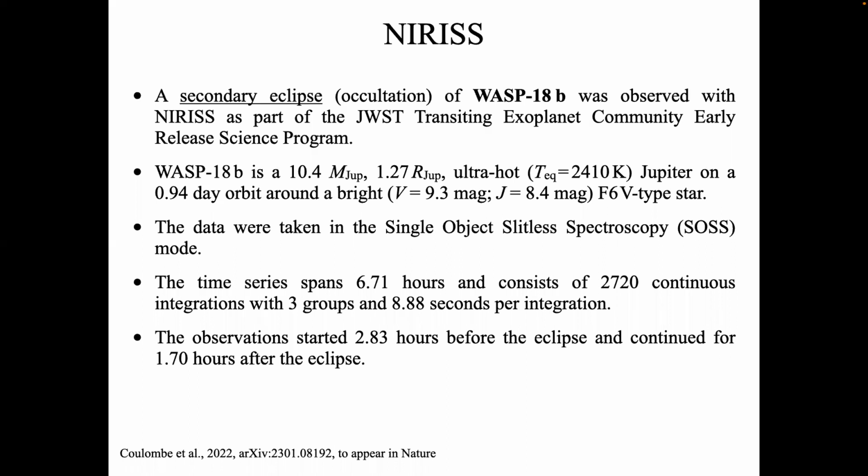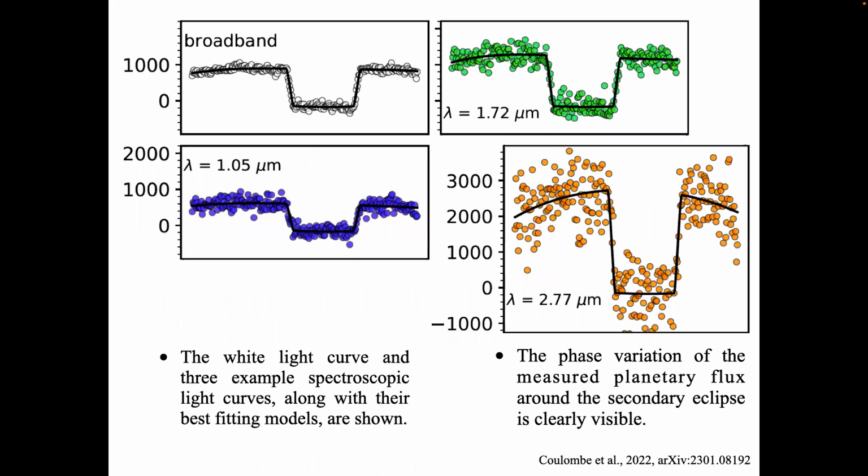We observed WASP-18b for more than 6 hours. We obtained more than 2,700 integrations, and so you obtain this white light curve. These are examples of other light curves obtained at different wavelengths, and you can see that the phase variations are also nice.